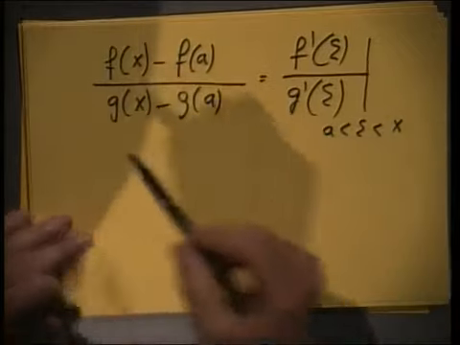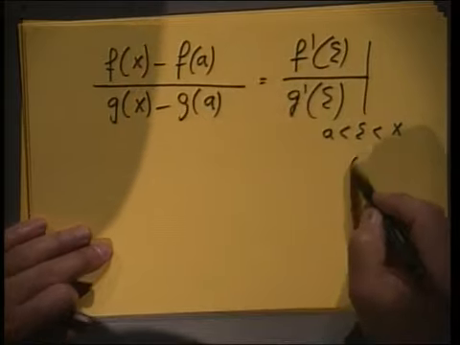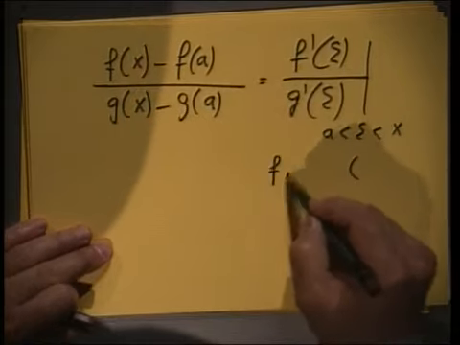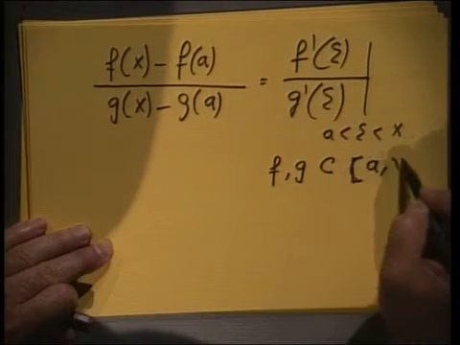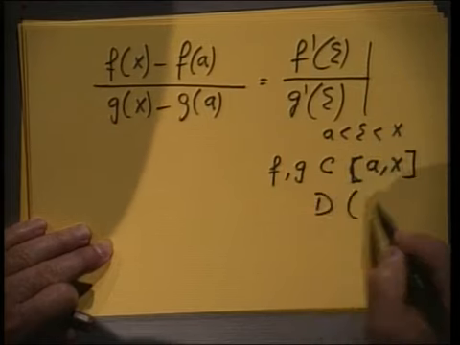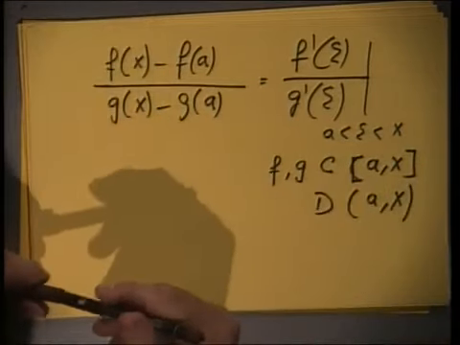This is in fact the same result we have on the slide, except that you say that both f and g are continuous on the closed interval [a, x] and differentiable on the open interval (a, x). Now, from this theorem, in fact, you can obtain L'Hopital's rule directly. How?